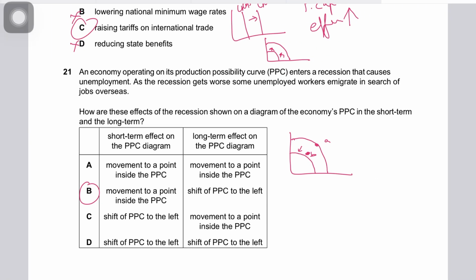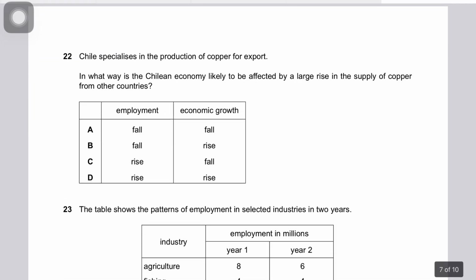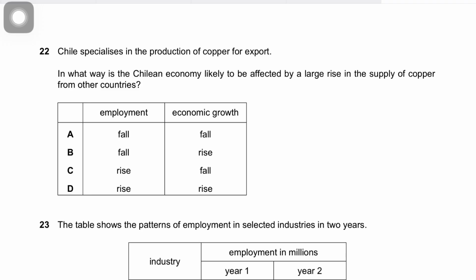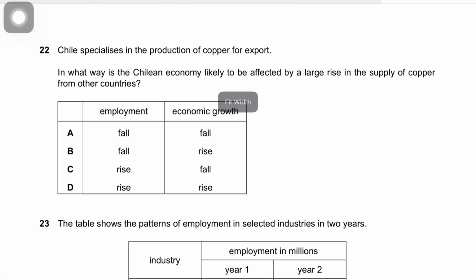Okay. Question number 22 says Chile specializes in the production of copper for export. In what way is the Chilean economy likely to be affected by a large rise in the supply of copper from other countries? It's a good question. Chile specializes in producing copper for export, right? So it might have some sort of a competitive edge. But the question is stating that other countries are greatly increasing the supply of copper.